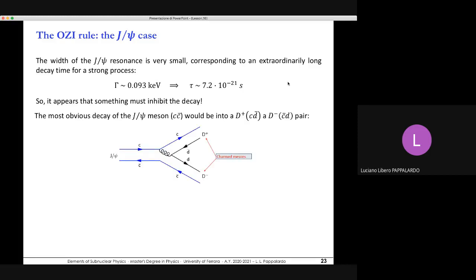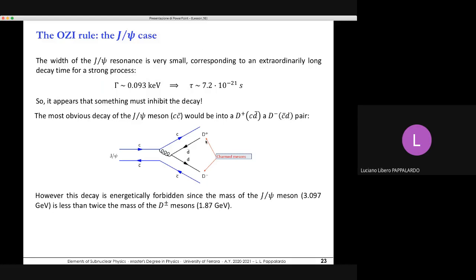One could think naively that the most obvious way for the J/psi decay, which is a c c-bar state, would be into a pair of D mesons. You just create a D D-bar pair from the vacuum through a gluon exchange, and then your J/psi could decay into a D plus and D minus. This would be the most straightforward way the J/psi could decay. However, this is not possible due to energy conservation, because if you sum the mass of the two D mesons, you get something which is higher than the mass of the J/psi itself.